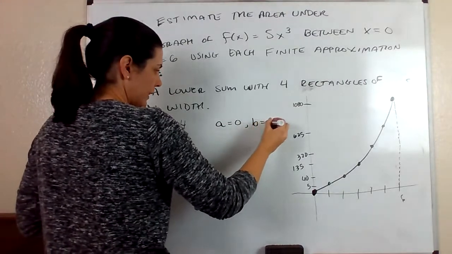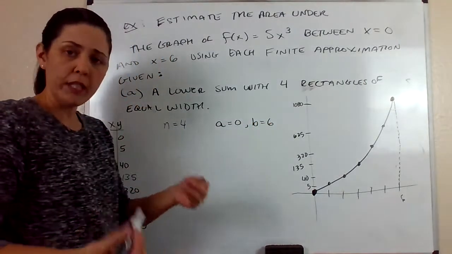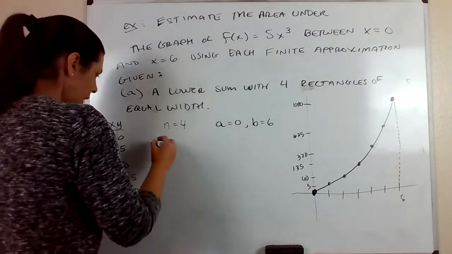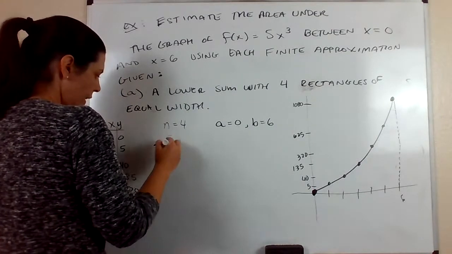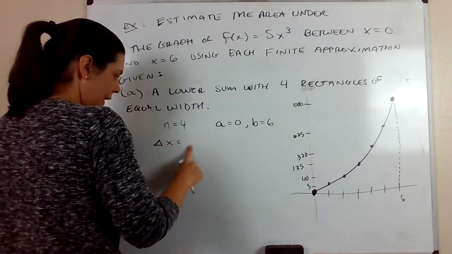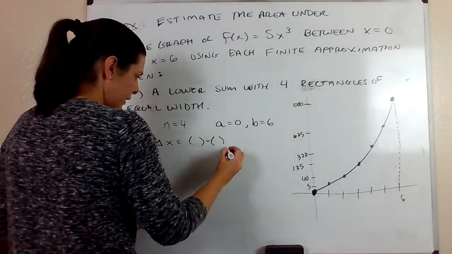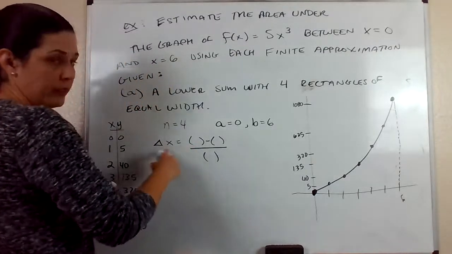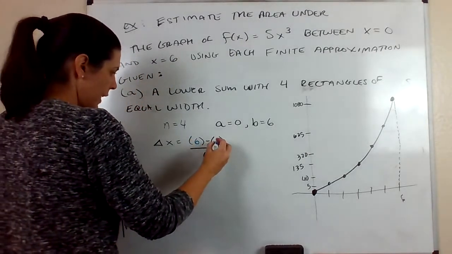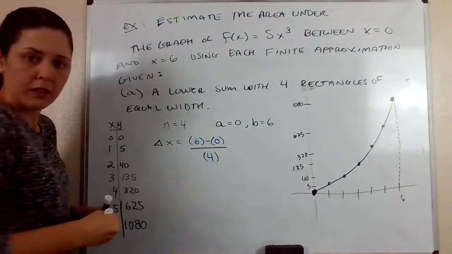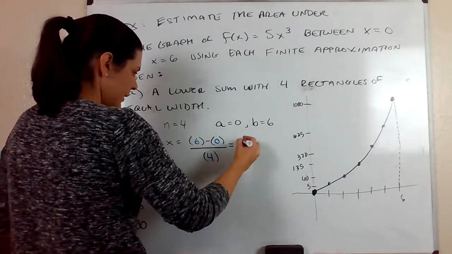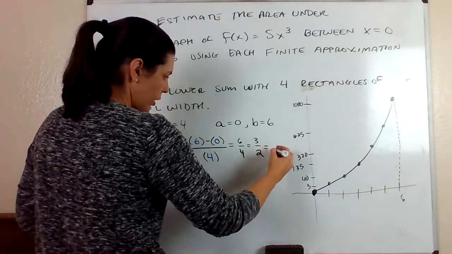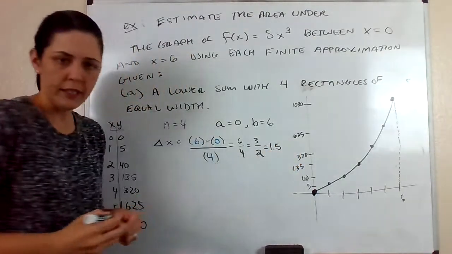So n is 4. Now, my interval starts at 0 and stops at 6. To find the width of each of my subintervals, another way to say that is how wide is each rectangle, I'm going to use the formula we wrote down. The change in x is b minus a, which was 6 minus 0, over our subinterval amount, which was 4. So we wrote this down a minute ago: b minus a over n. Let's simplify this. 6/4 simplifies to 3/2, or you can call that 1.5, however you want to say that.